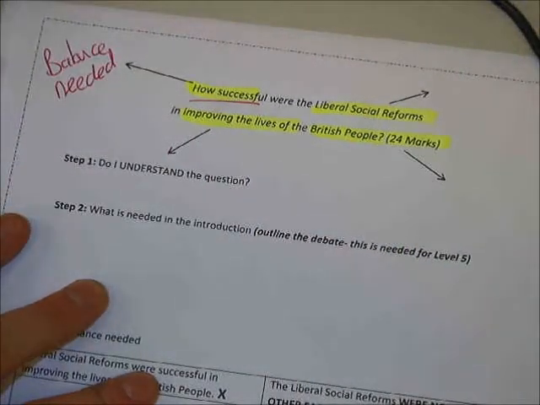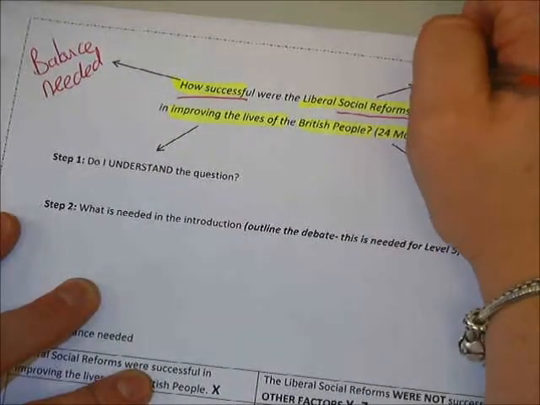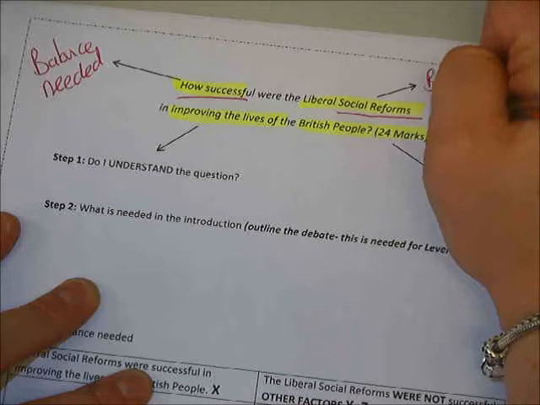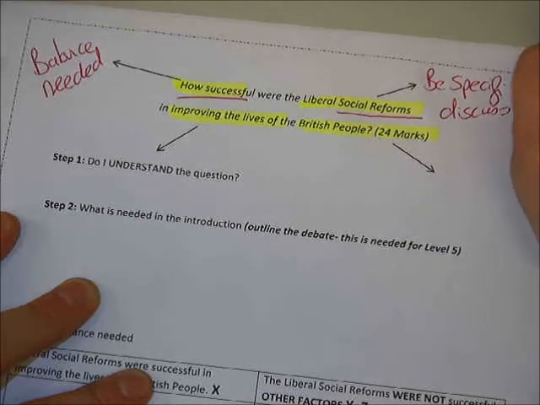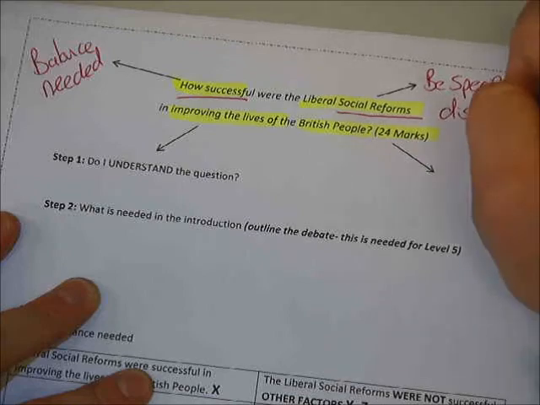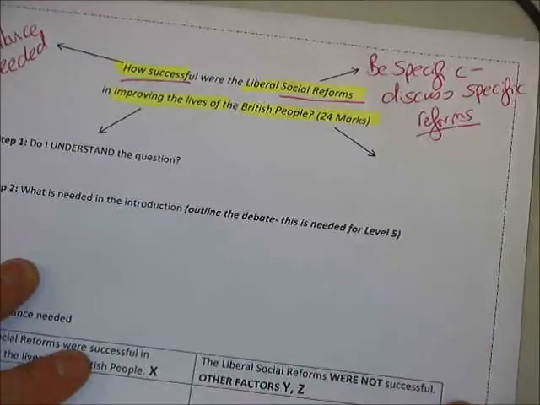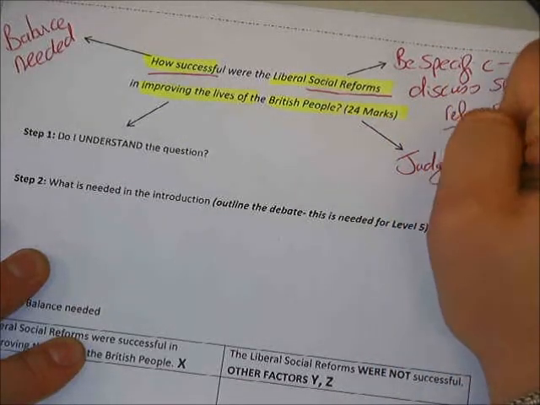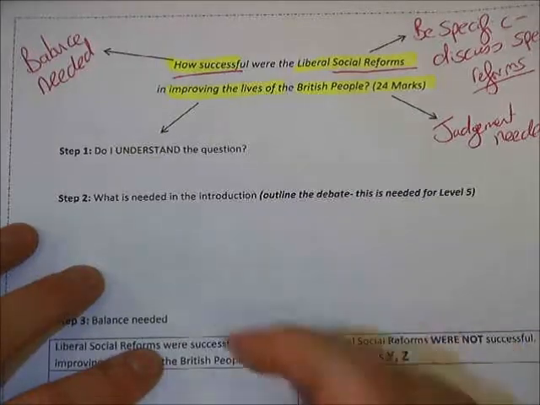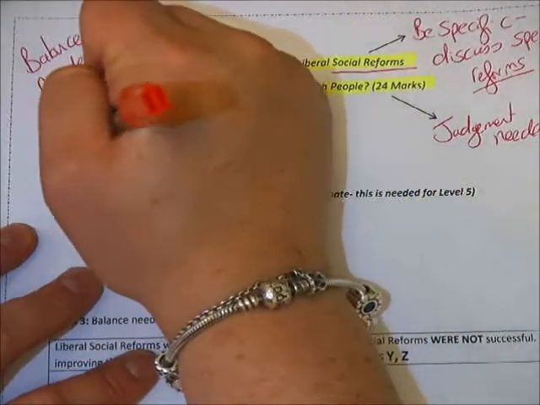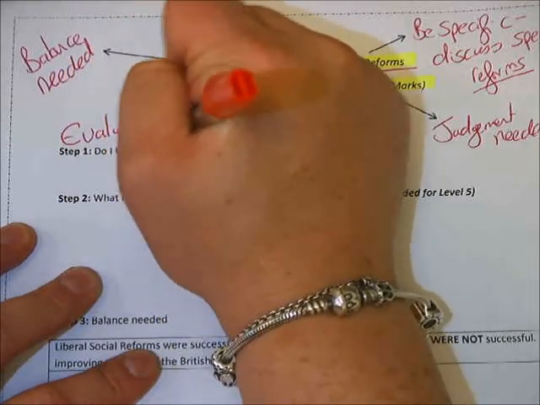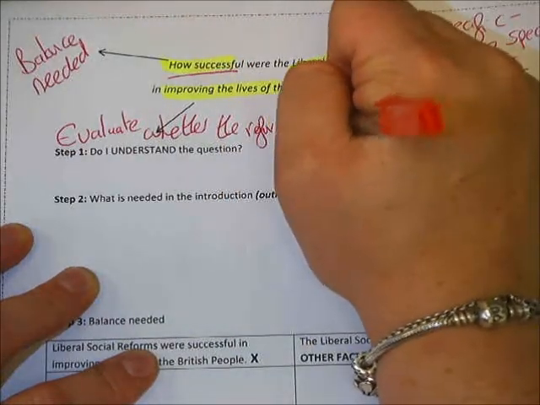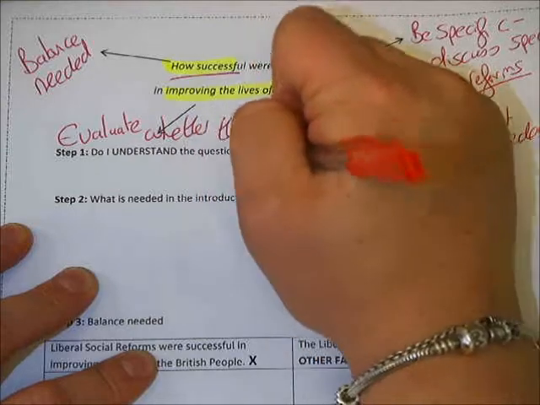You need to be specific and actually name some Liberal social reforms. So you need to discuss them in detail, evaluate them, think about were they successful or not. In a 24 marker, you know that a judgment is needed, so you must be able to come to some conclusion and, where possible, support it with evidence. And finally, evaluate whether they really did improve people's lives or not, because that's what the question's asking you. So step 1 is really checking that you understand the question, and by breaking it down in this way, it's just getting to grips with what a 24 marker is actually asking you.